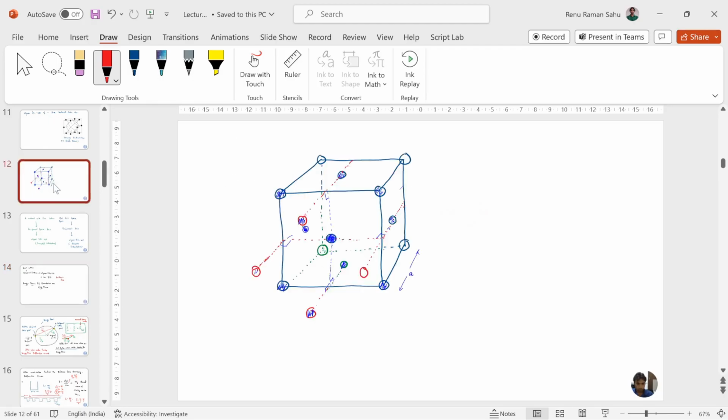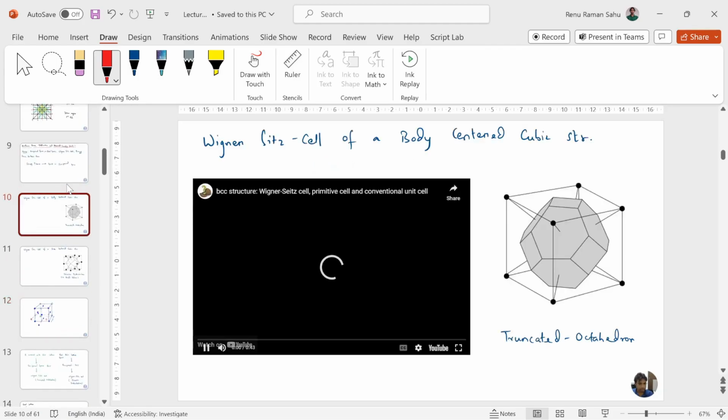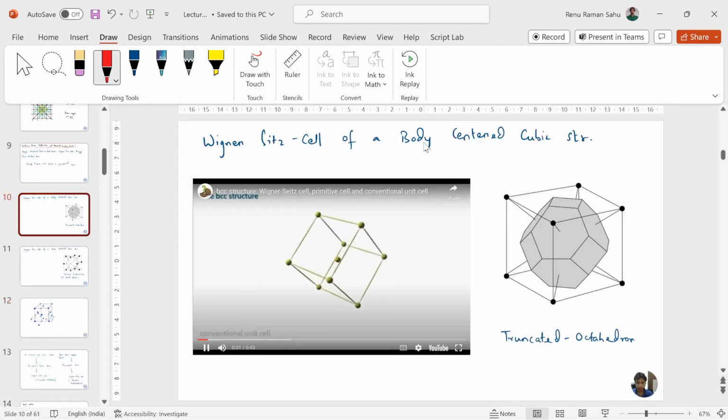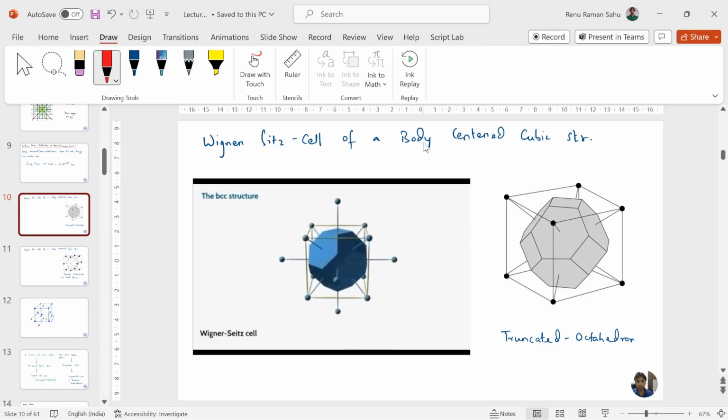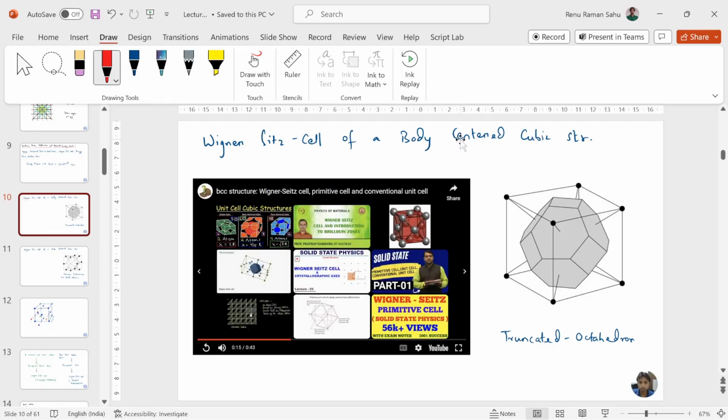Got it, sir. So for body centered, which shape is it? What is the body center you are talking about? Is it your crystal that is body centered, or the reciprocal space? The crystal is body centered. If your crystal is body centered and you want to know the Brillouin zone shape.